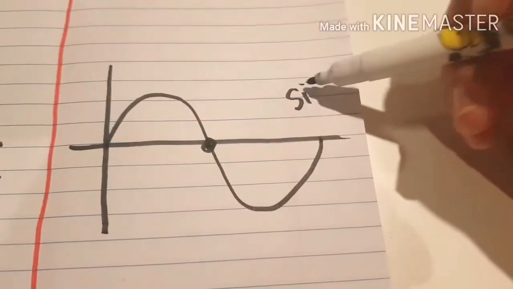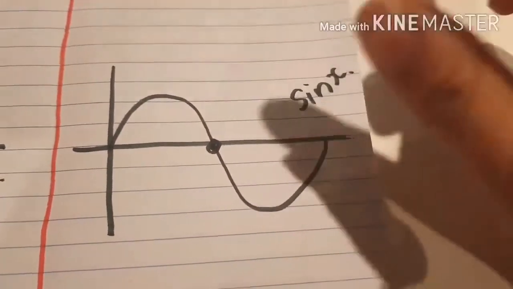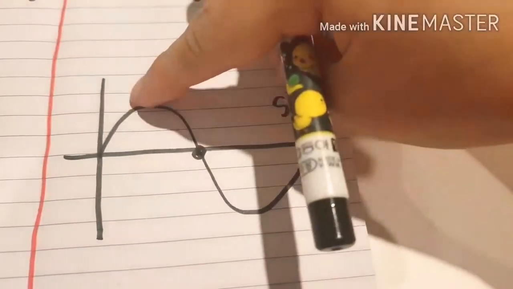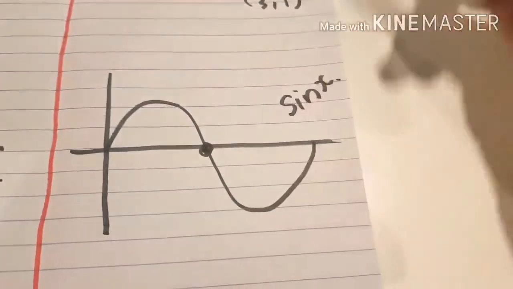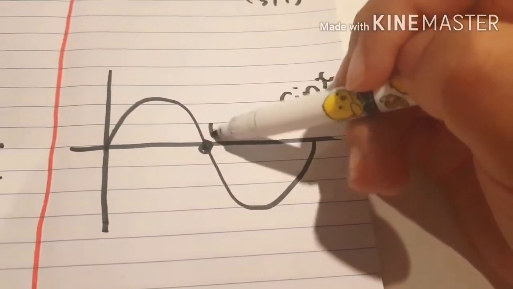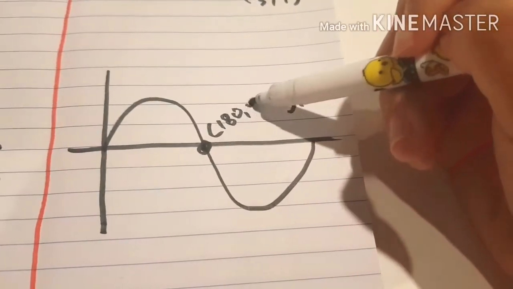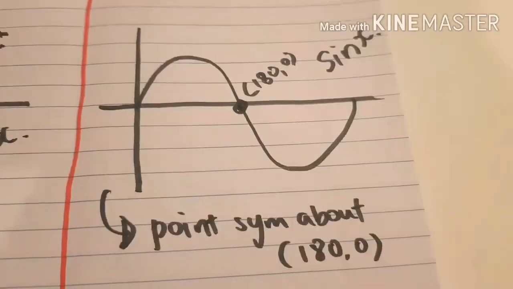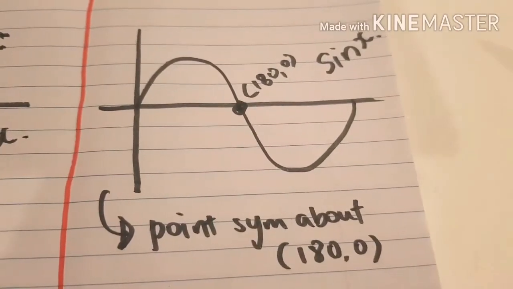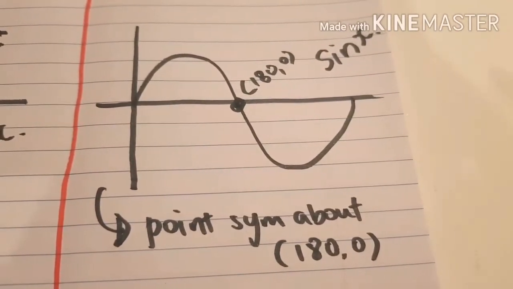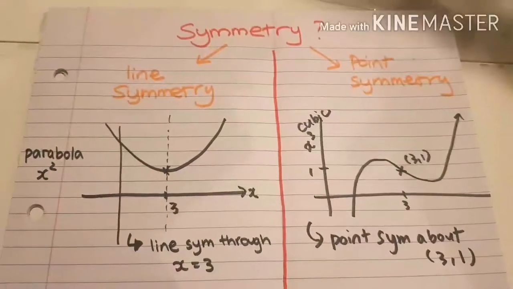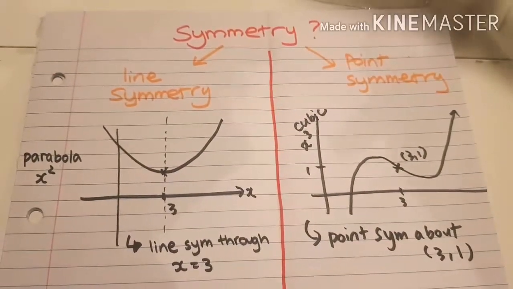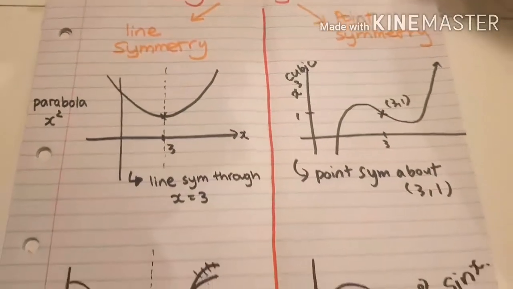It's the same thing with sin x. If I rotate it, that part will end up here and this part will end up there. At this point, say this is (180, 0), I have point symmetry. So this is what I would write. There you go, that's the difference between line symmetry and point symmetry. Have a look.